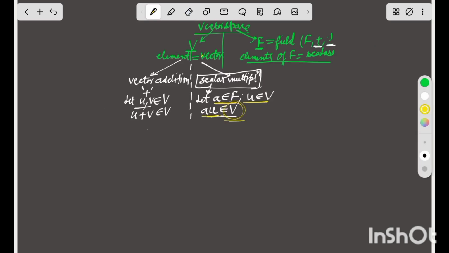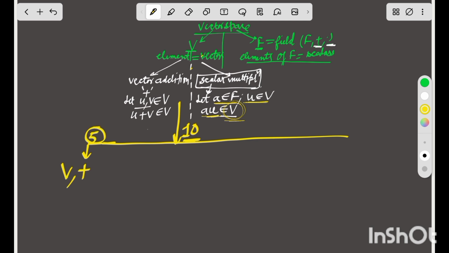And if this set V satisfies 10 properties, then we call this set V a vector space over the field F. What are these 10 properties? The first 5 are: V with respect to the first operation, which is vector addition, is an abelian group.